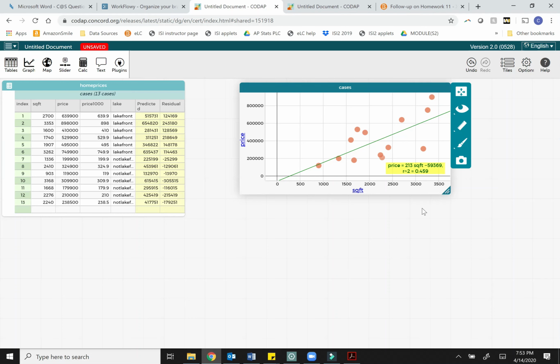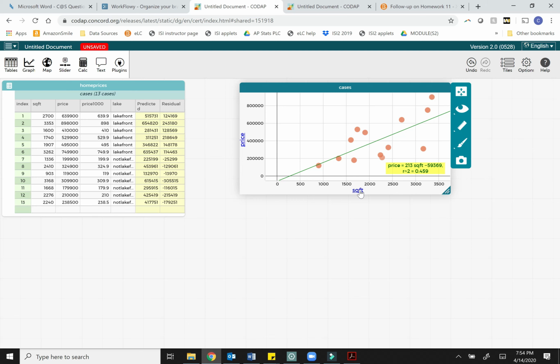So anytime we fit a least squares regression model in CodeApp, it gives us this R squared value. What does R squared mean? One way to think about it is that it is just the correlation squared, right? Remember, correlation measures how far the points fall from the line, and you can square that value to get R squared. But there's another way to think about it that has to do with the residuals.